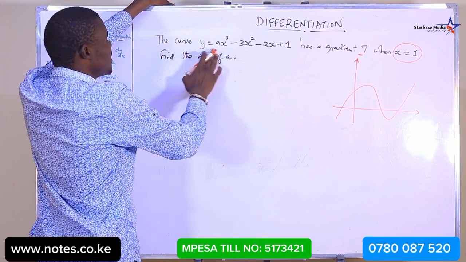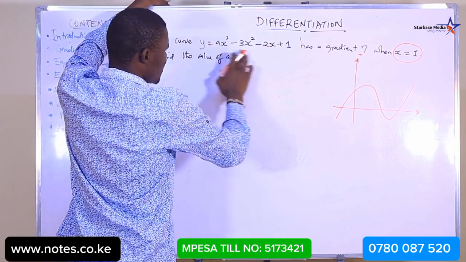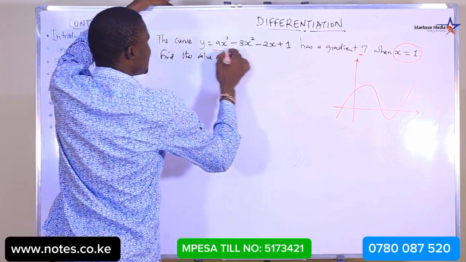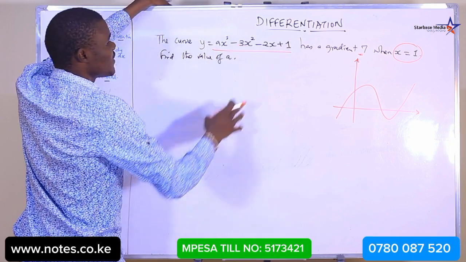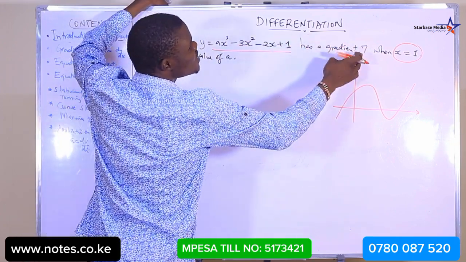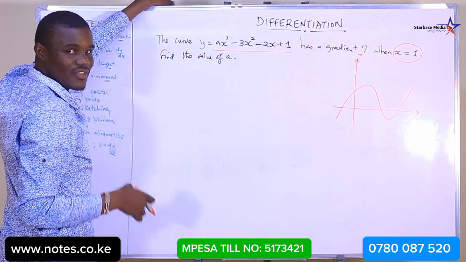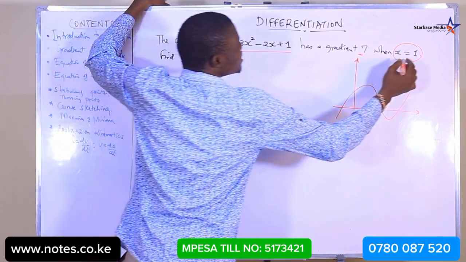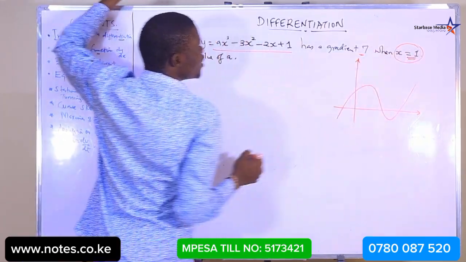So when you are given the equation and you're given the gradient, you just differentiate this in order to get the gradient function. The gradient function is what you equate to the gradient, because the gradient function is what gives you the gradient after substituting the point at which you are given.